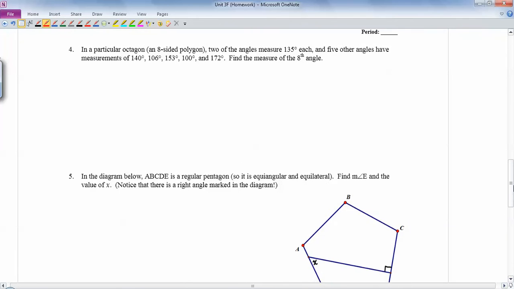Number 4. So we got an octagon, 8 sides, and then there's a bunch of info about the angles. So I'm not going to try and draw an accurate diagram for this, but I will draw a little octagon here so we have something to work with. So 1, 2, 3, 4, 5, 6, 7, 8. Okay. And we know that two of the angles are each 135. We got a 140, a 106, a 153, a 100, and a 172, and we need to figure out this angle, so I'll call that x.